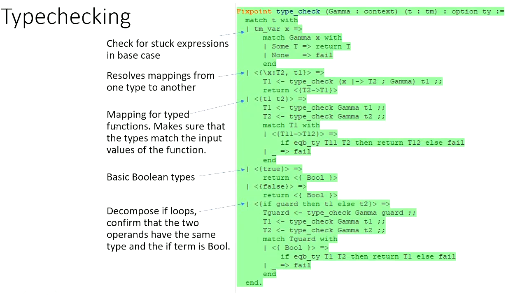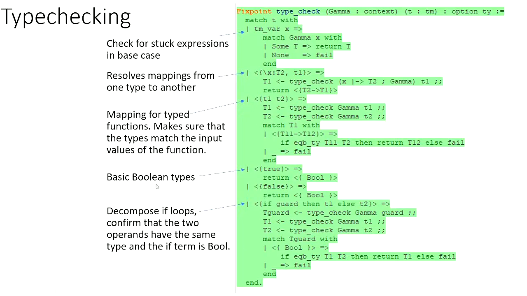Our third case compares two typed functions. It makes sure that the types match the input values of the function in the relation we already saw. So the first input of each function and the second input, or I guess the output of each function, match.